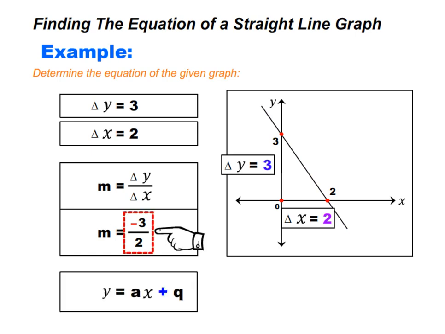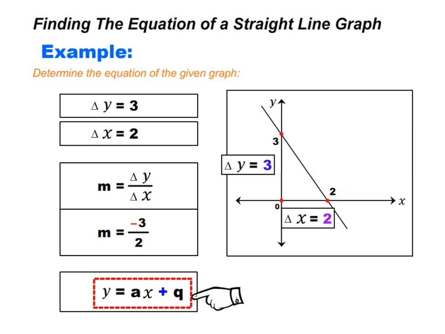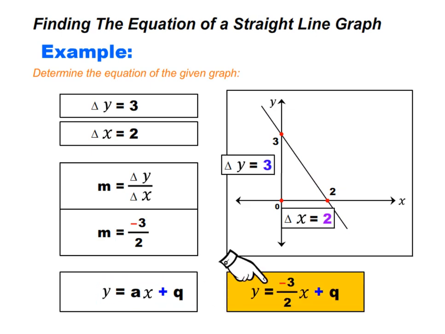Let us now put negative 3 over 2 in the place of a in the equation y is equal to ax plus q. So far we have y is equal to negative 3 over 2x plus q. Please note that this letter a represents the gradient whenever we have a straight line graph. In other graphs, a is not the gradient. Let us now find the value of q, which is our y-intercept.